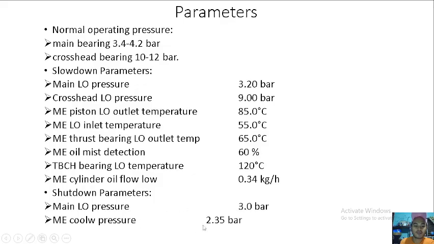If the cooling water pressure is less, this is for the cooling water, so it is not related to lube oil. If the main engine piston lube oil flow goes to 2 kilograms per second or moves up, the piston lube oil flow is too much, so there might be a problem, so there will be shutdown of the engine.